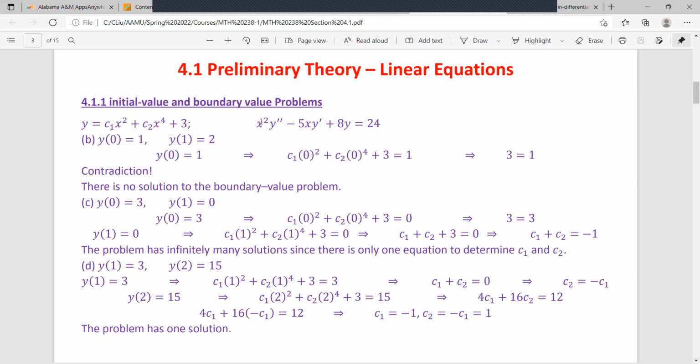So you can see for the same differential equation, if the boundary conditions are given differently, then it can end up with different solutions. So that's what I'm trying to say.